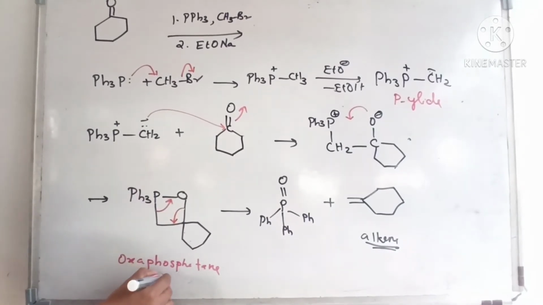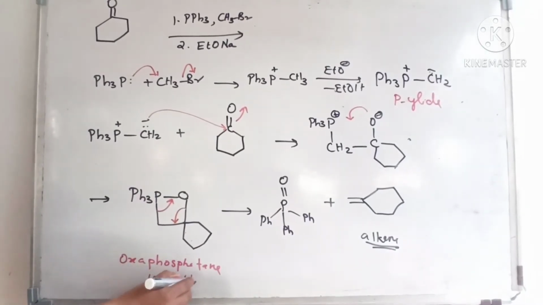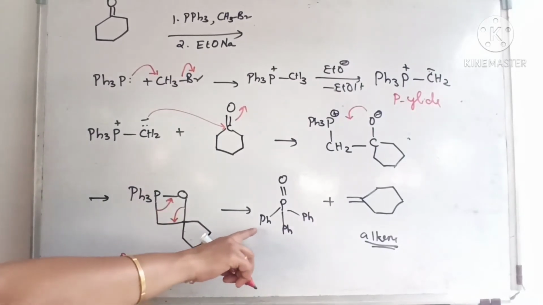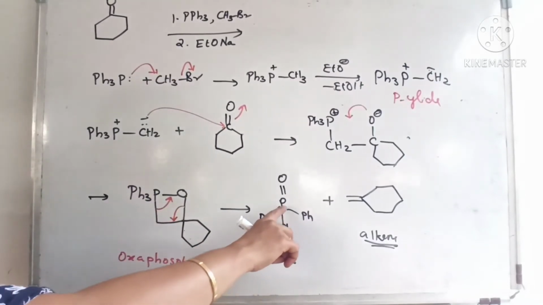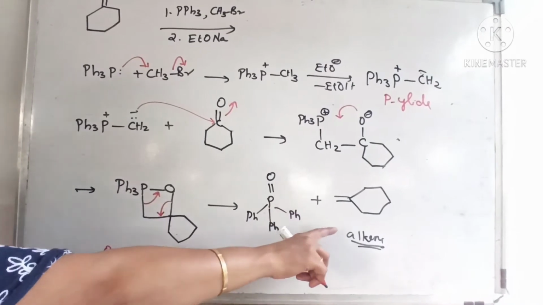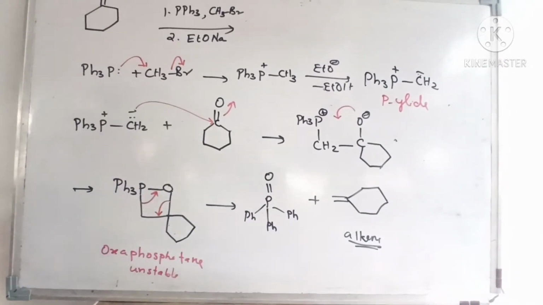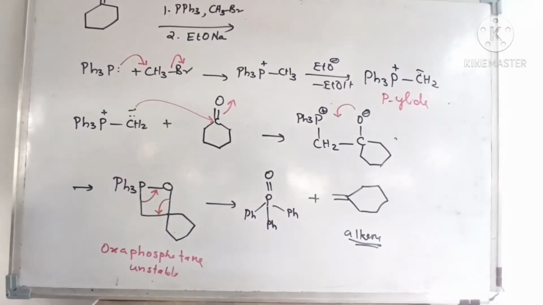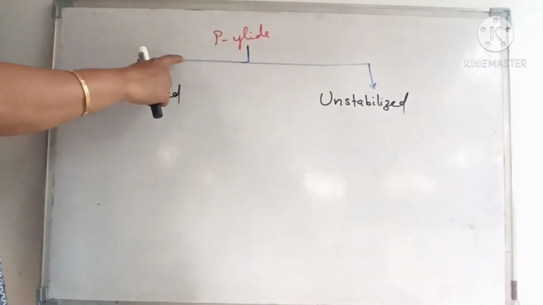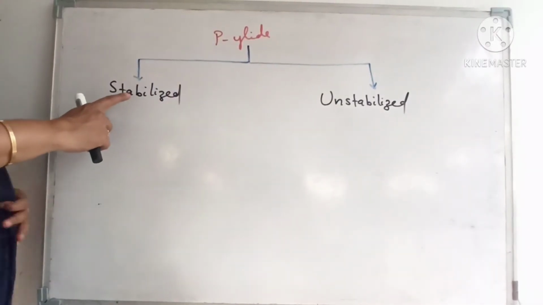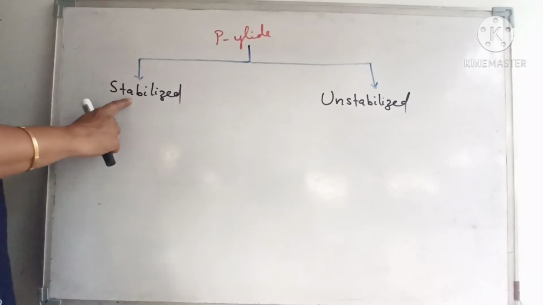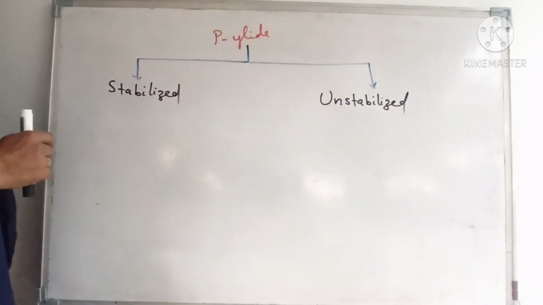This is very unstable. So it will open up to give the corresponding PPh3 double bond O as well as the alkene. So this is how the Wittig reaction is happening. Phosphorus halides are divided into two categories. One is stabilized phosphorus halide, the other one is unstabilized phosphorus halide.